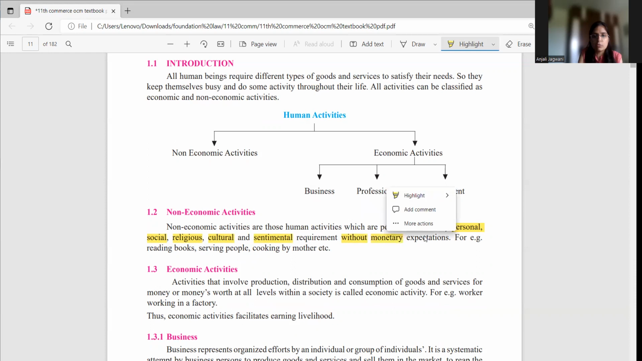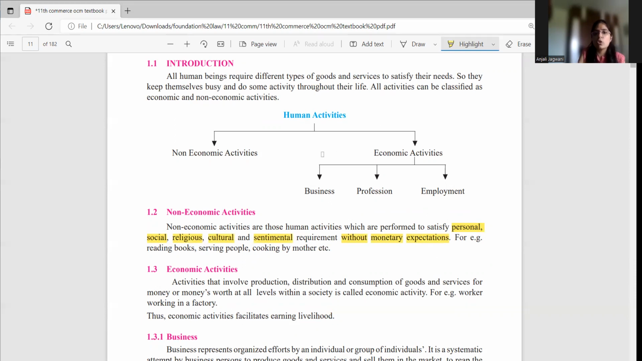The basic line here is that a non-economic activity is any activity that is performed for which you don't get in return the money, the worth of it. So reading books, serving people, cooking by mother are examples of such things. And the NGOs which are run and which are not being paid are also examples of such things.